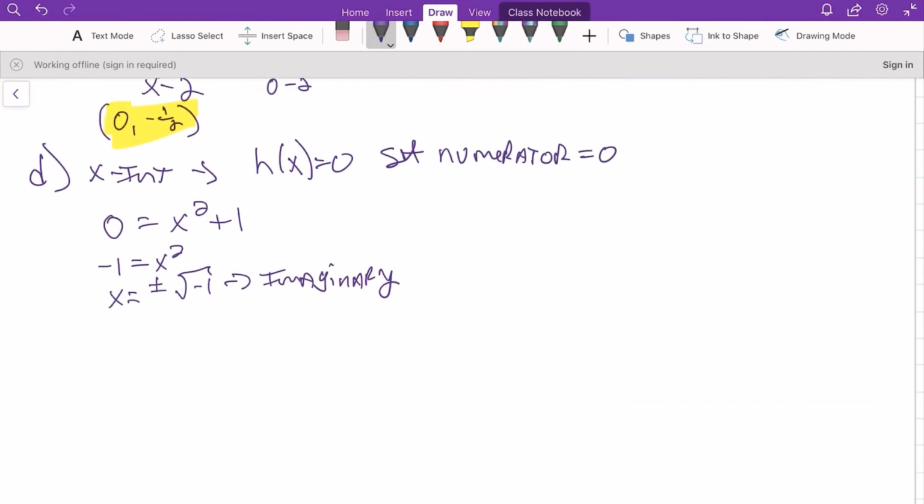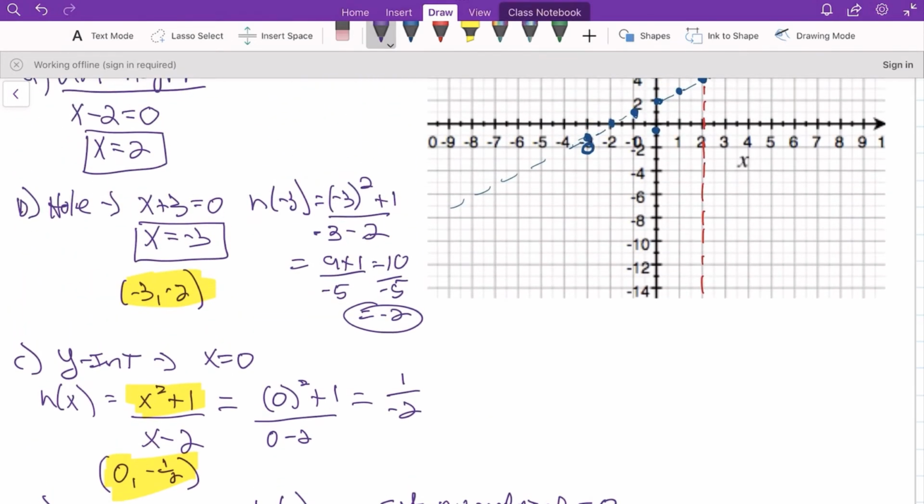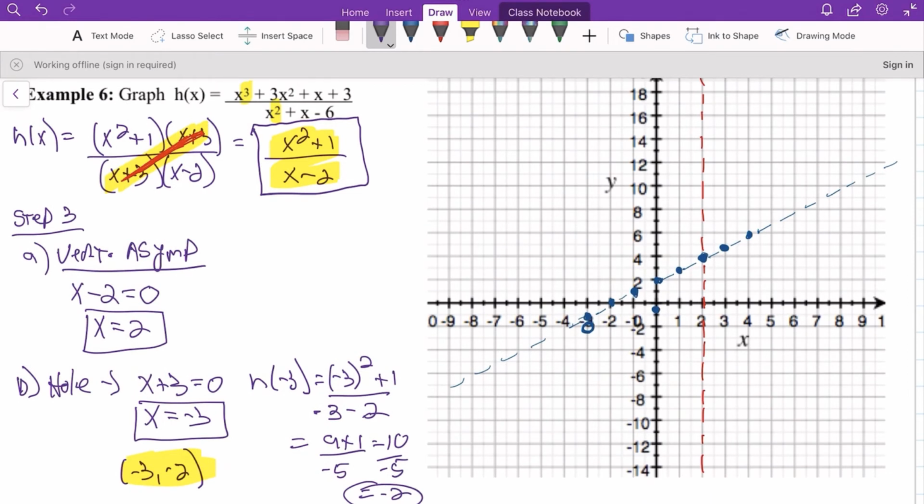When we solve for x and we get an imaginary answer here, this is telling us that we have no real x-intercepts. So this graph isn't going to cross the x-axis. It isn't going to intercept the x-axis. And that's really what we have so far. So we have a slant asymptote, and we have a vertical asymptote. We do have a y-intercept, and we have the existence of a hole, but no x-intercept.